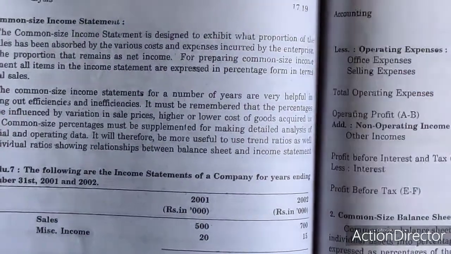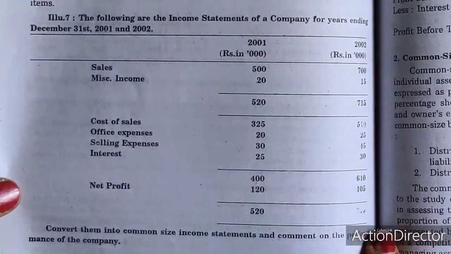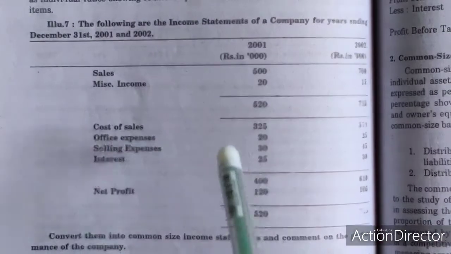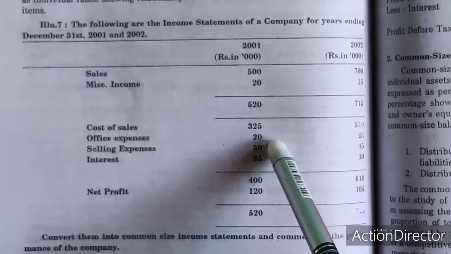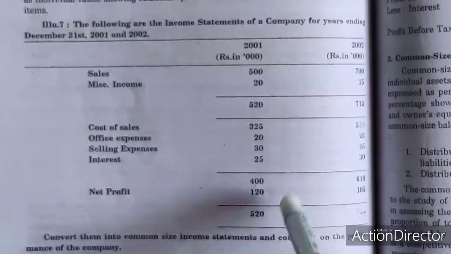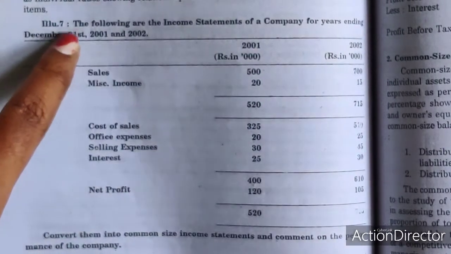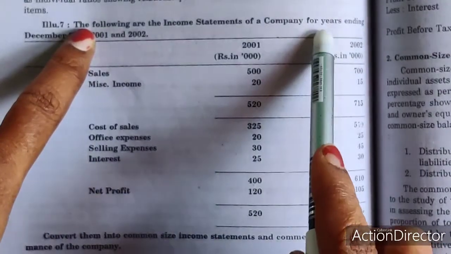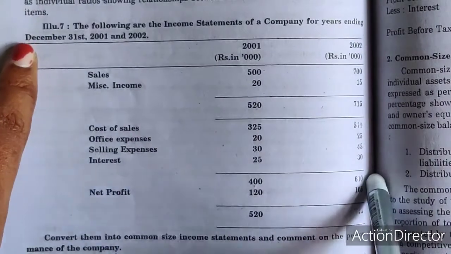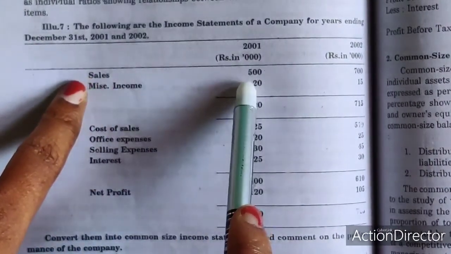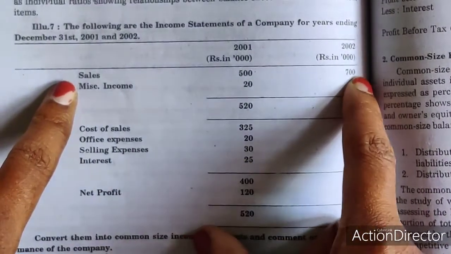So here we have information like this. Here we have a problem. In this problem we are going to find out the income statement, that is, a common size income statement. We will prepare the common size income statement. The following are the income statements of a company for the years ending December 2001 and December 2002. So here we are given the sales, this is 5 lakhs and this is 7 lakhs.